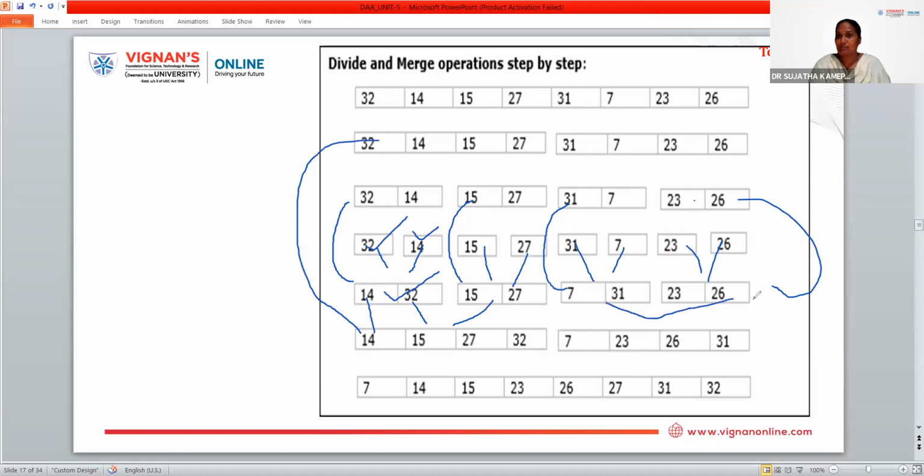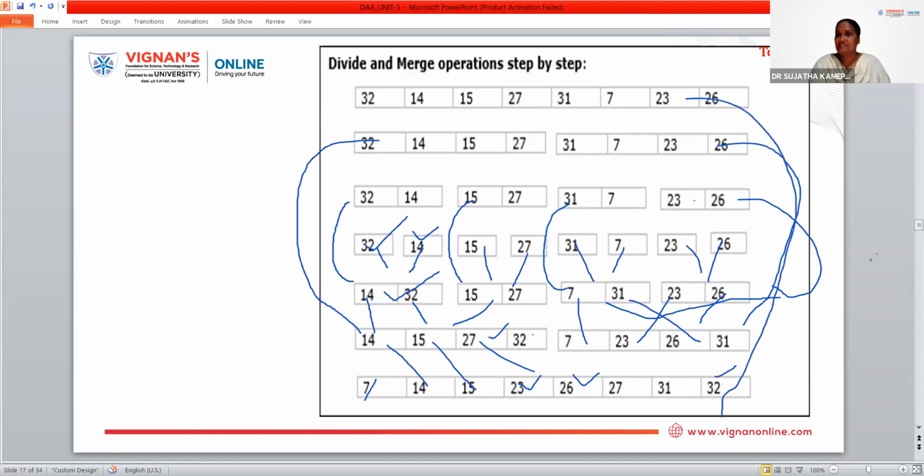Here also these two are merged, right? First 7, then 23, then 26, and finally 31, which gives the solution for this subarray. Now these two are merged. Now 14 is compared with 7. 7 is less, so 7 comes here. Next 23 and 14 are compared. 14 is less, so 14 comes here. Next 15 and 23. 15 is less. Now 27 and 23. 23 is less. Next 27 and 26. 26 is less. Next 31 and 27. 27 is less. So next 32 and 31. 31 is less. So 32. So this is the solution for the given array which contains 8 elements.